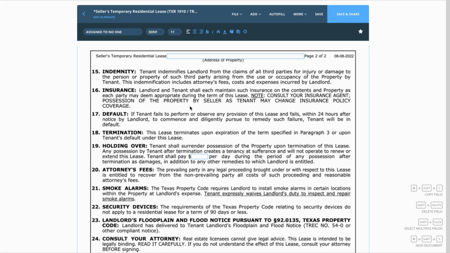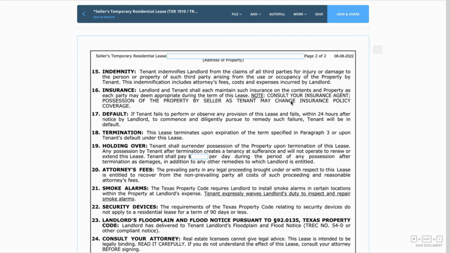Consult your insurance agent. Did you see how that's not bolded, but it's in capital letters? Possession of the property by a tenant may change the insurance policy coverage. Very important, because if something happens and you go in there and try to make a claim and you didn't tell them about this, you no longer have coverage. And so you might be on the hook to pay quite a bit in repairs just because you didn't say something. Guys, if you can avoid it, don't do these.